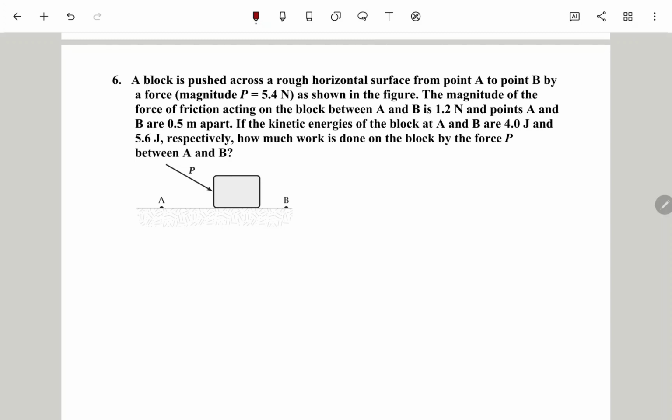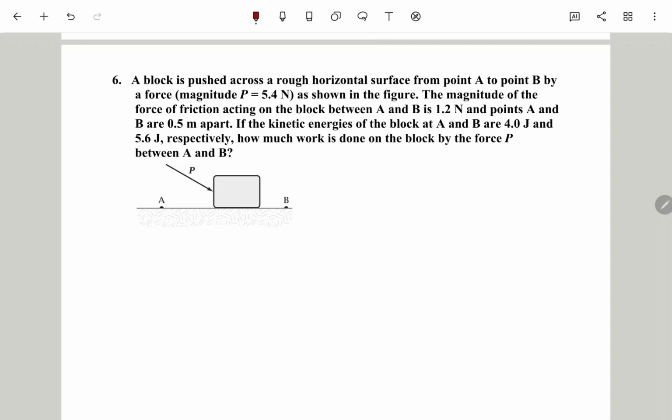A block is pushed across a rough horizontal surface from point A to point B by a force P with magnitude equal to 5.4 newtons, as shown in the figure. The magnitude of the force of friction acting on the block between points A and B is 1.2 newtons, and points A and B are 0.5 meters apart. If the kinetic energies of the block at A and B are 4 and 5.6 joules respectively, how much work is done on the block by the force P between A and B?